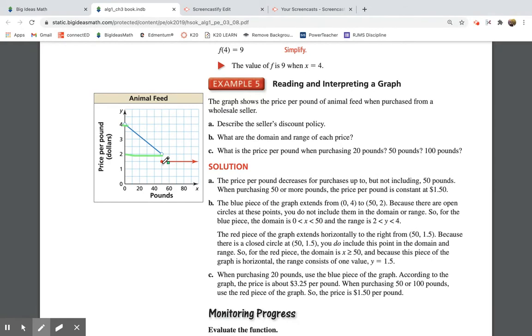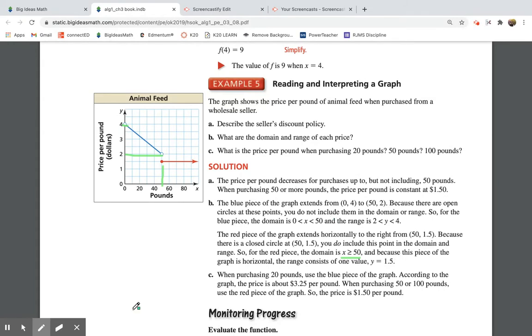Then when we're looking at the red piece, it's included at 50, and then it's an arrow, which means it goes on forever. So your domain on that one would just be x is greater than or equal to 50. And then when we're looking at the y, it never changes. So y just equals 1.5.